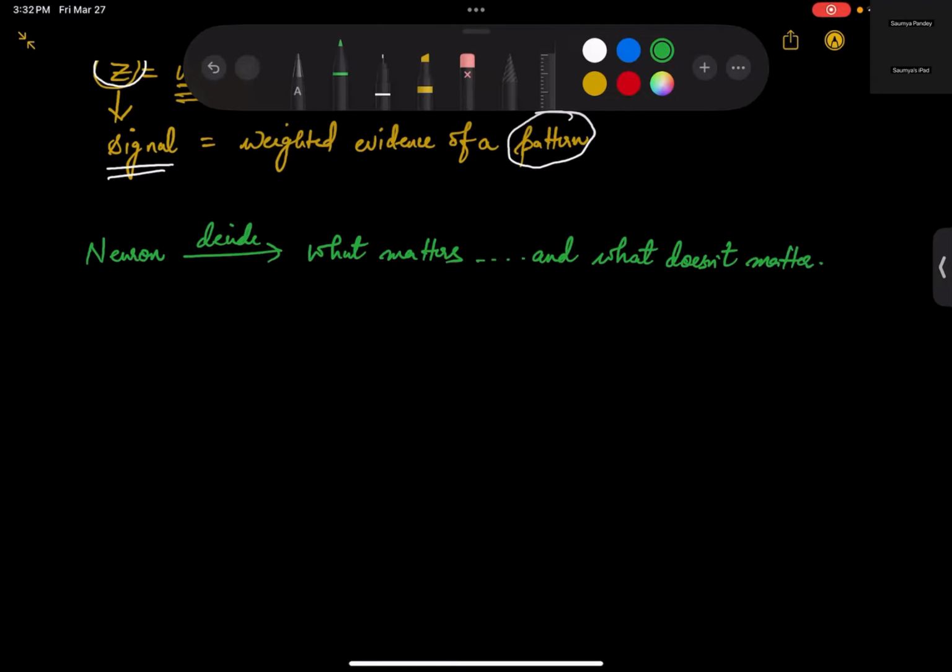And I hope everyone is able to understand my writing. I'm sorry if not. I mean, please comment if you are not able to understand the writing. I'll try to improve in upcoming lectures.